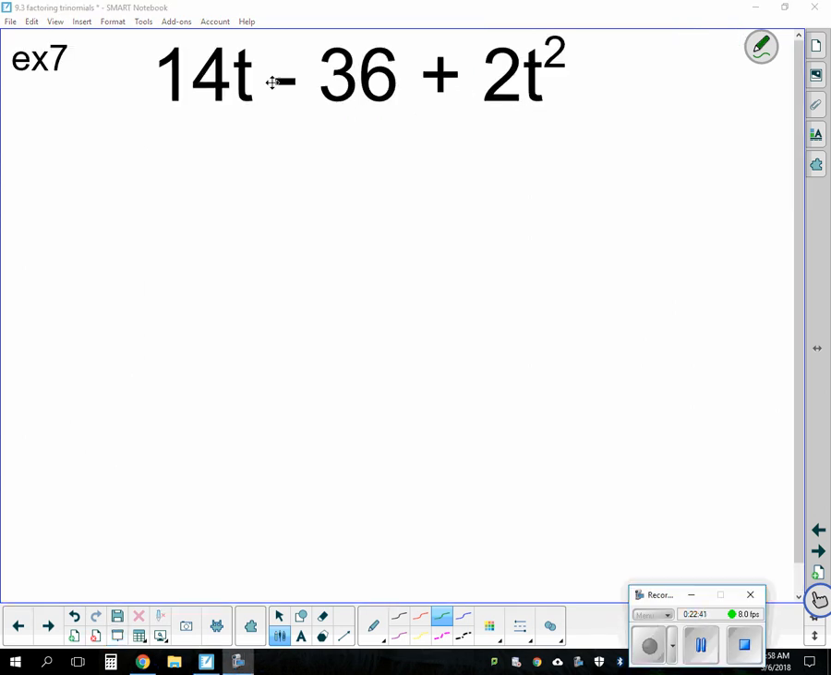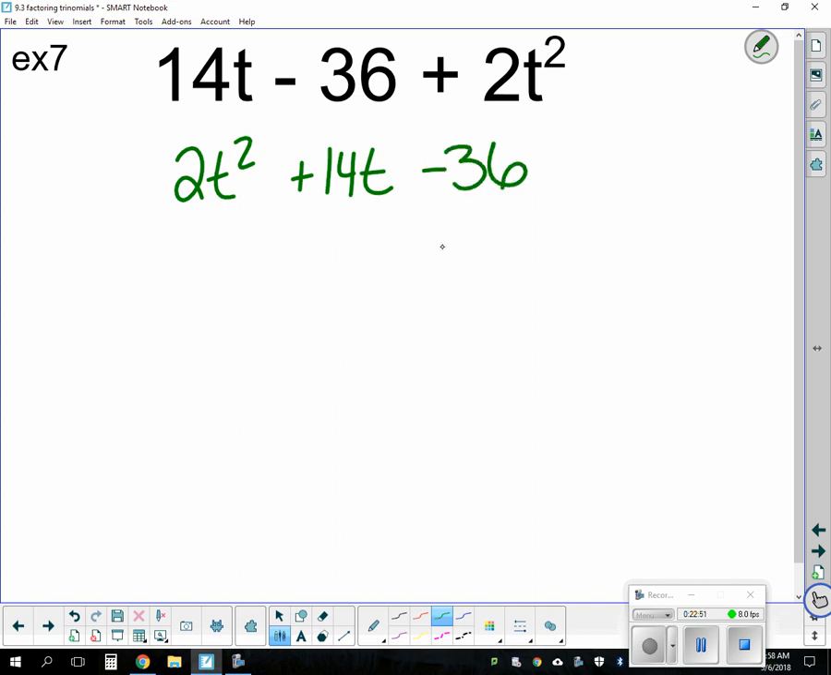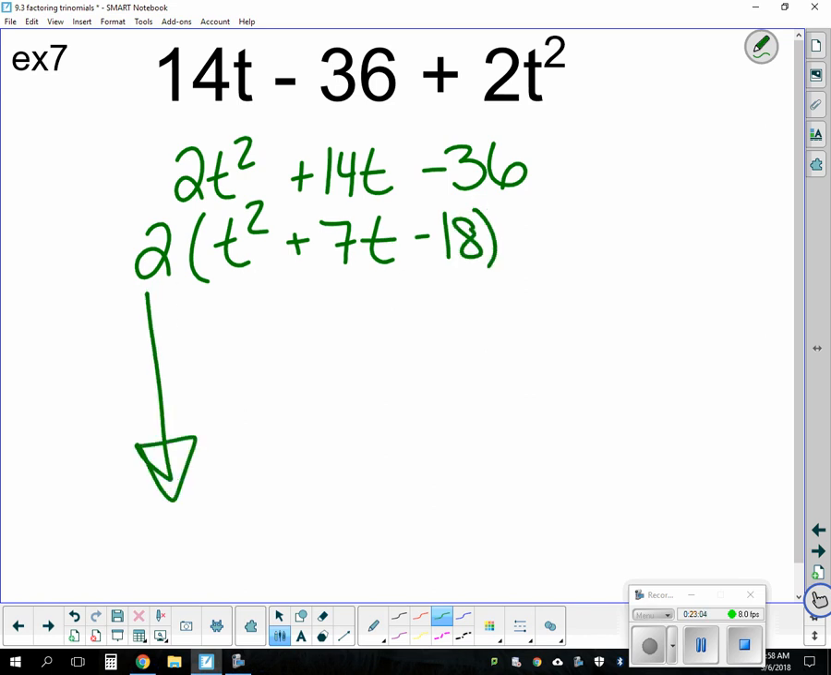Okay, taking a look at this problem, this is not in the right order, right? So you always want to make sure you are starting with your squared term, then your term to the first power, and then your constant. Okay? Take out the GCF if there is one. Sure enough, there is. It's a 2 times t squared plus 7t minus 18. Okay, I'm going to bring my 2 all the way down.